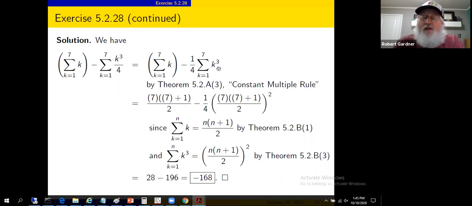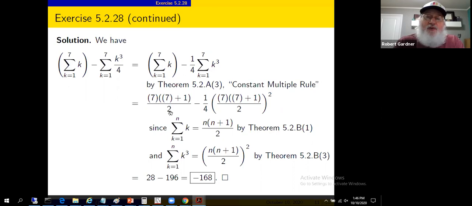For the cubing, we had the formula: sum of the cubes, 1 to n, is n times n plus 1 over 2, and all of that gets squared. So we'll have 7 times 7 plus 1 over 2, and all of that gets squared. So using the summation formulas and evaluating those, it's just a matter now of crunching the numbers.